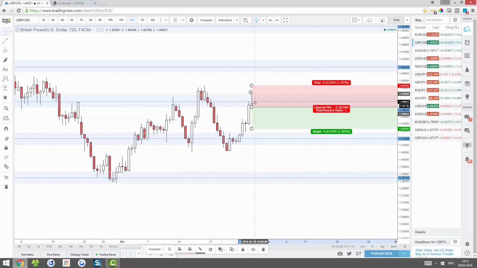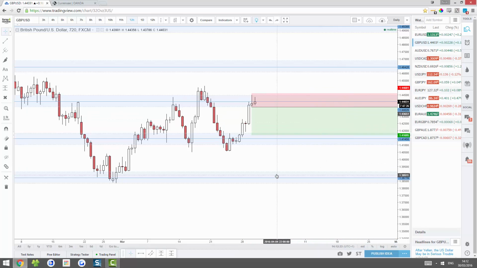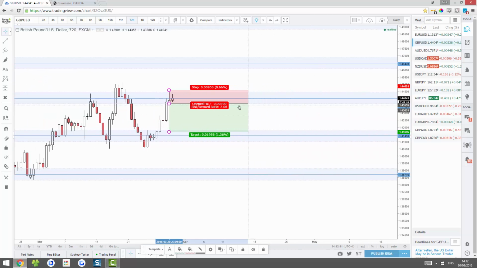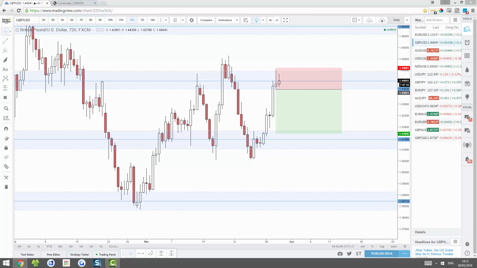Say an entry roughly here, stop loss roughly there. So we've got a 1 to 2 risk to reward ratio, so a risk to reward ratio of 2. That means that this trade is viable, worth taking. So let's look at this setup. Well, there's really not much to look at. It's quite a clear setup.